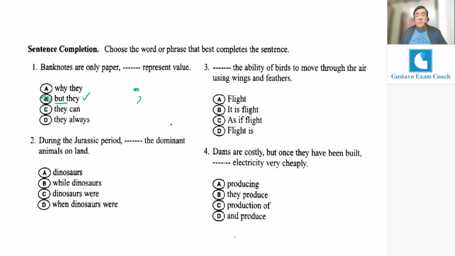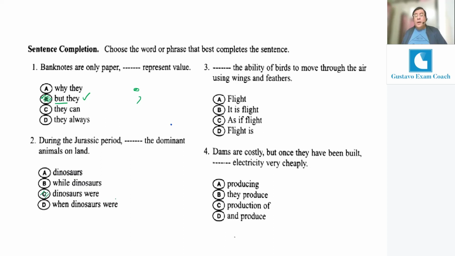What about option B? While dinosaurs, the dominant animals on land. We have a subordinator, we have dinosaurs, which could be a subject, but what about the conjugated verb? We have no conjugated verb, so there's a problem here. No conjugated verb, we have no clause. And without clause, we don't have any sentence, any correct sentence. So during the Jurassic period, dinosaurs were the dominant animals on land. Yes, this is good. This is the best option.